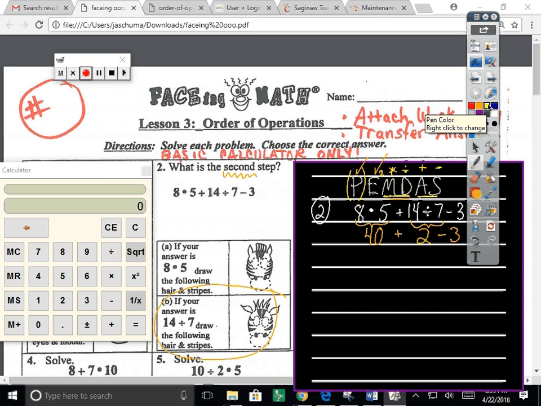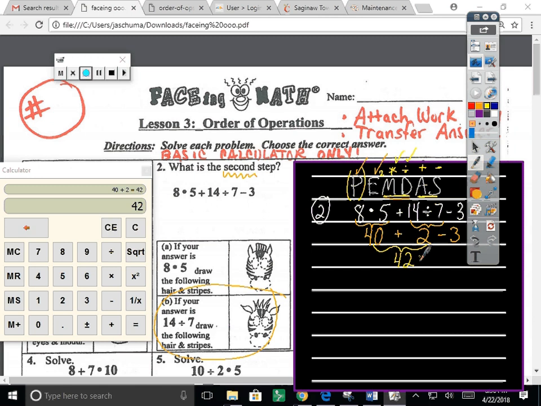What would come next? I took care of the multiplication and division, didn't I? But now I see I have addition or subtraction to choose from. And here I have addition, subtraction, but notice they're underlined. These are those buddies. They happen in order from left to right. So I'll take the first operation I see. Oh, adding. What's 40 plus 2? If you don't know, again, the only tool I want you trying today is the basic calculator. 40 plus 2 more equals 42.